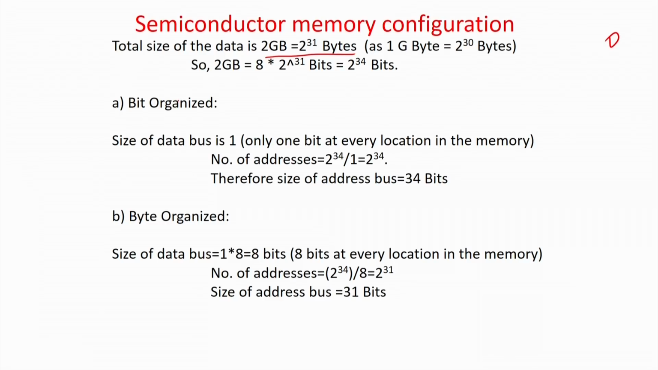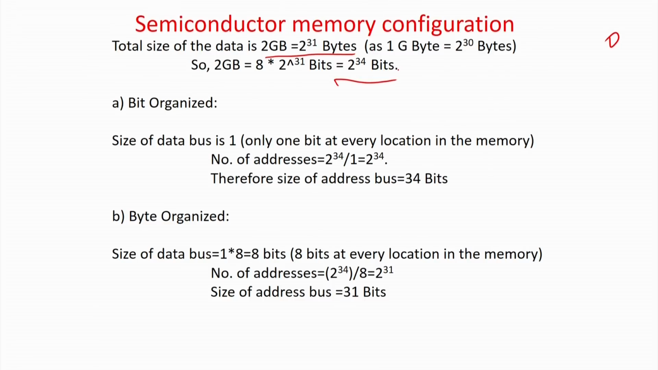So, as you can see, 2 GB is nothing but 2 to the power 31 bytes, because 1 GB is 2 to the power 30 bytes, and 2 GB is 2 to the power 31 bytes. And 2 GB is 8 into 2 to the power 31 bits, because 1 byte is 8 bits. So, the whole memory you can tell is 2 to the power 34 bits.